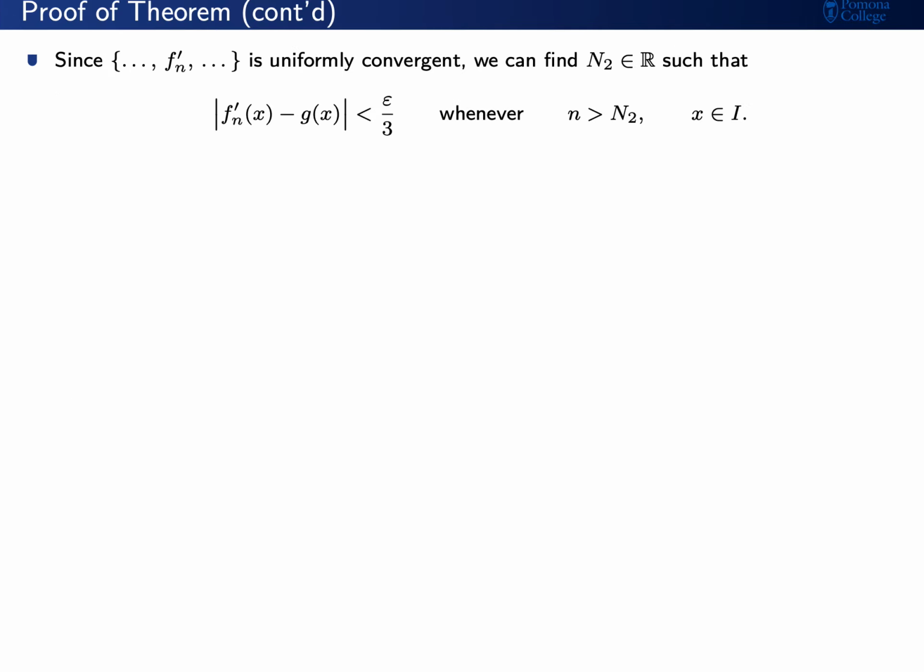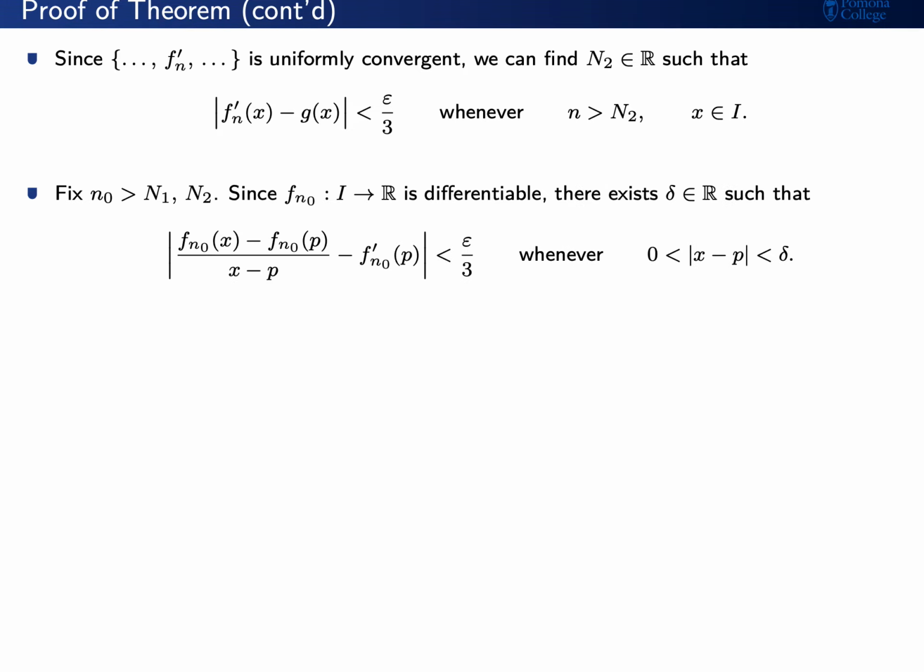Next, since our sequence f n prime is uniformly convergent, we can find another number N sub 2 such that |f n prime of x minus g of x| is less than epsilon over 3 whenever n is greater than capital N2 and x is in our interval I. Third, let's fix an n0 that's greater than N1 and greater than N2. Since our sequence of f sub n's is differentiable, there exists a delta such that the absolute value of (f sub n0 of x minus f sub n0 of p) over (x minus p) minus f n0 prime of p is less than epsilon over 3 whenever |x − p| is not equal to 0 but less than delta.